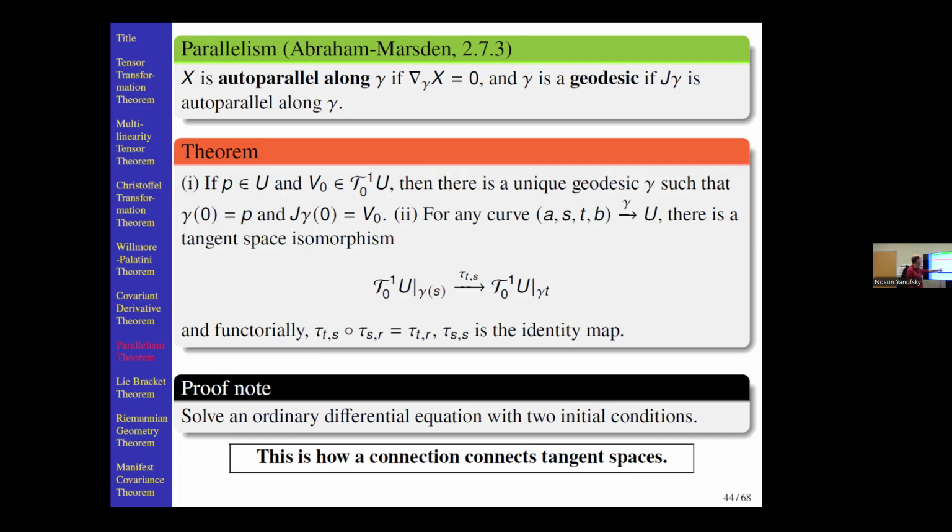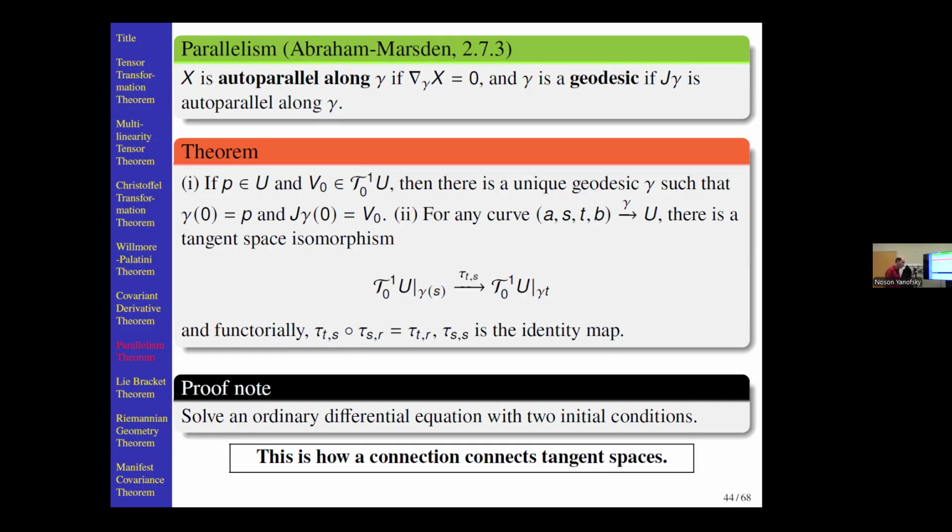The connection, nabla, is what connects the tangent vectors at one point on the curve, point S, to the tangent vectors at another point on the curve, T. There's some brackets around that. Anyhow, this tau is parallel transport. It's functorial in the points along the curve. In other words, from S to T moves a vector from there to there, and then from T to whatever is another movement, and the total movement is equal to the composition of the two movements.